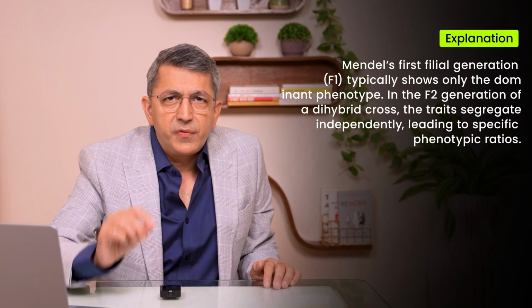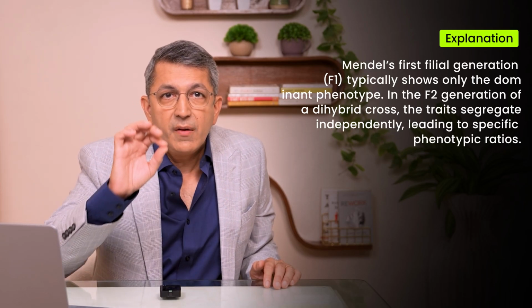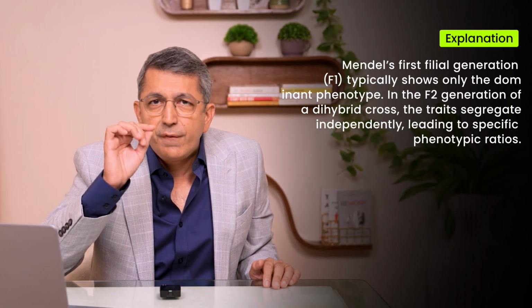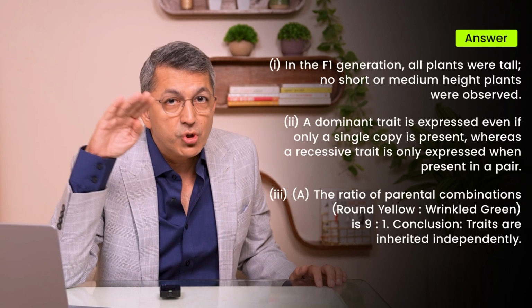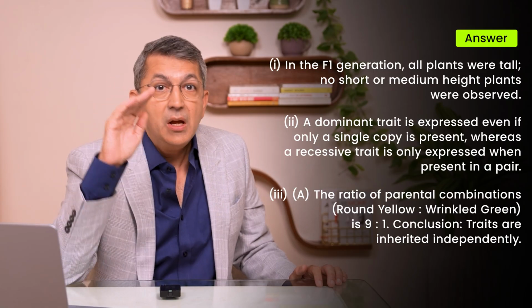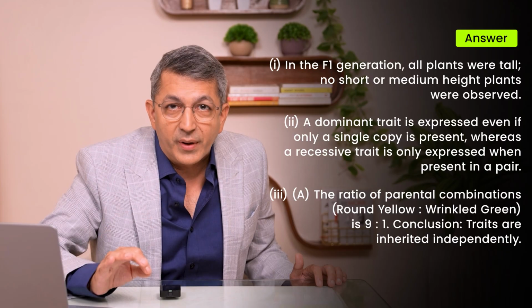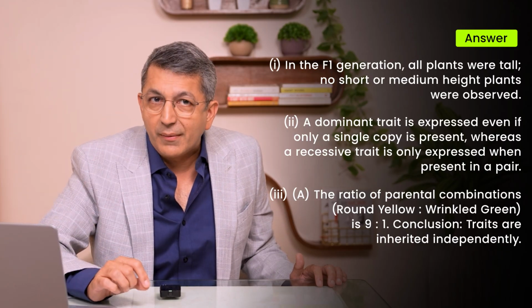Explanation. Mendel's first filial generation, F1, typically shows only the dominant phenotype. In the F2 generation of a dihybrid cross, the traits segregate independently, leading to specific phenotypic ratios. Answer. 1. In the F1 generation, all plants were tall. No short or medium height plants were observed. 2. A dominant trait is expressed even if only a single copy is present, whereas a recessive trait is only expressed when present in a pair.